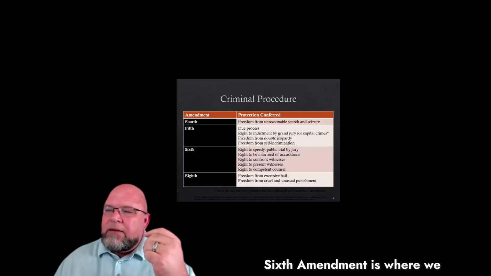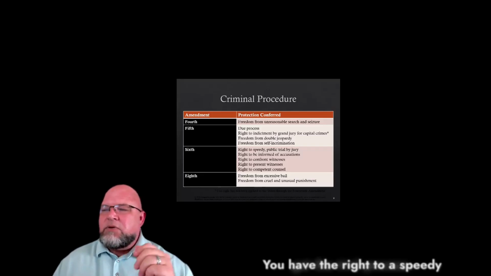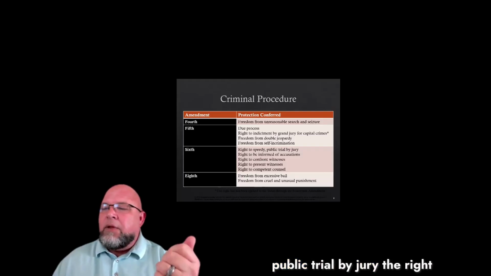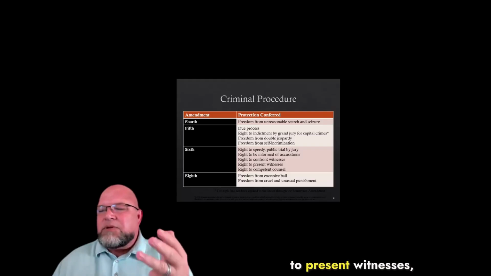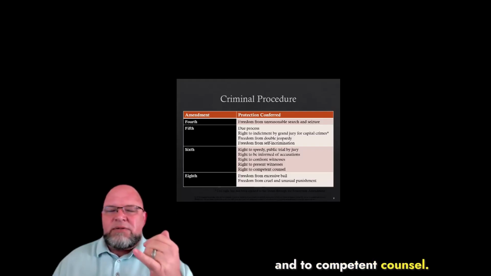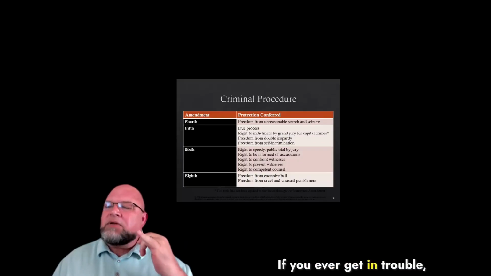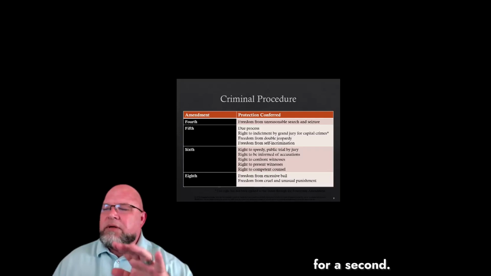The Sixth Amendment is where we get the trial process. You have the right to a speedy public trial by jury, the right to be informed of accusations, the right to confront witnesses, to present witnesses, and to competent counsel. I love that competent counsel part. If you ever get in trouble, make sure you have that. But let's break those down for a second.